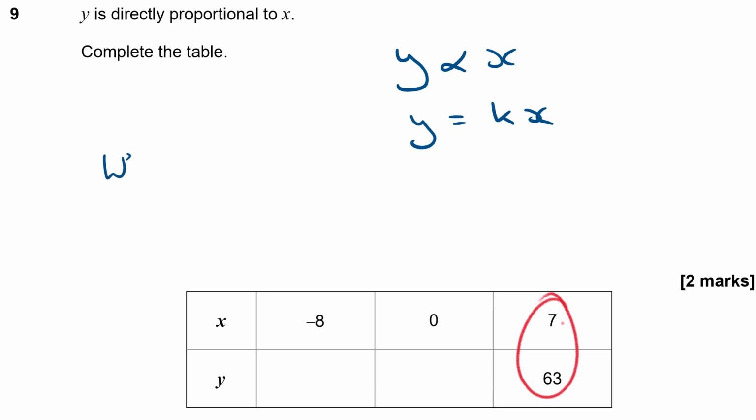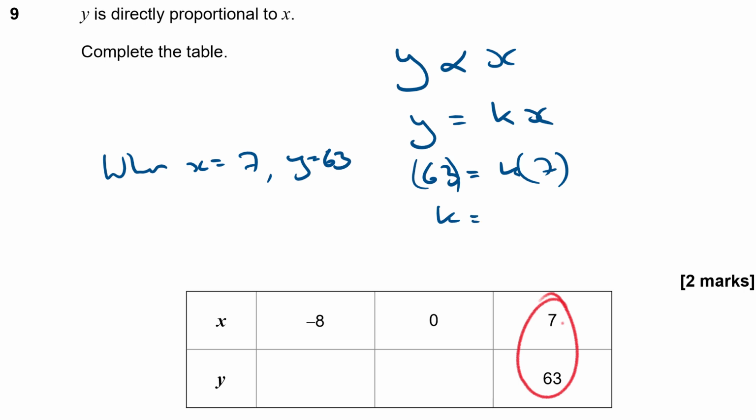So when x is 7, y is 63, so 63 is equal to k lots of 7. So that makes k equal to 63 divided by 7, which is 9. So our full equation is y = 9x. So now it's very simple to fill out the rest of the table. If x is 0, then 9x is 0. If x is -8, then 9 lots of -8 is -72. All done.